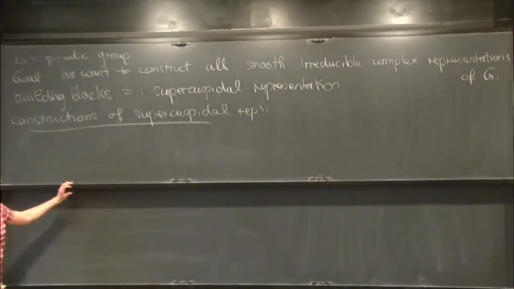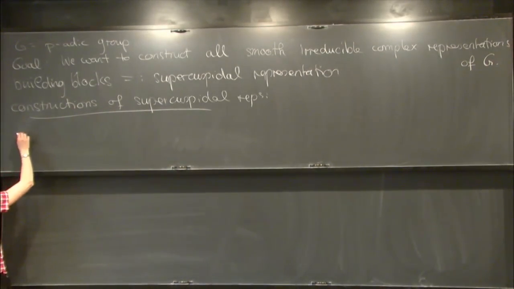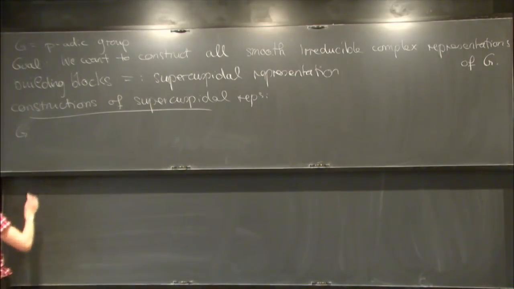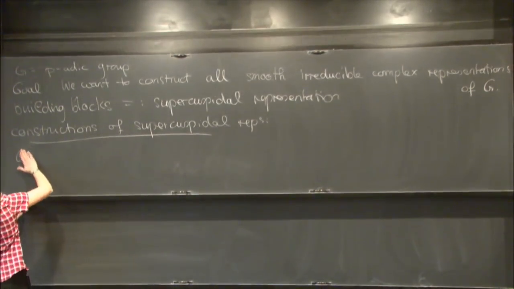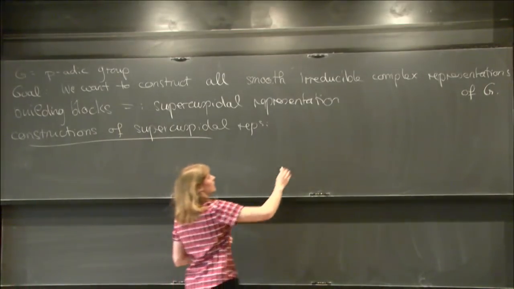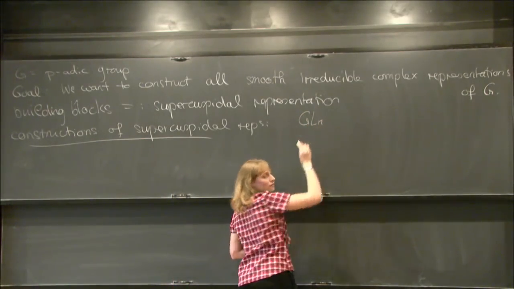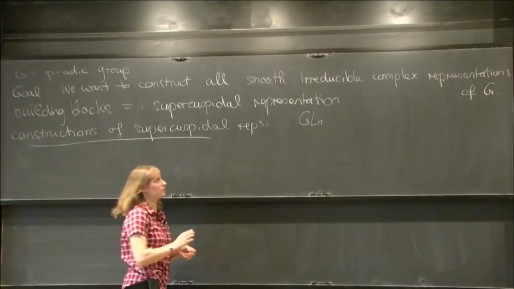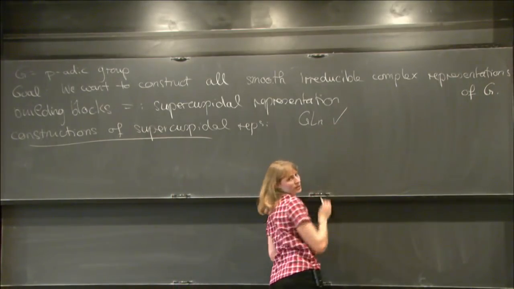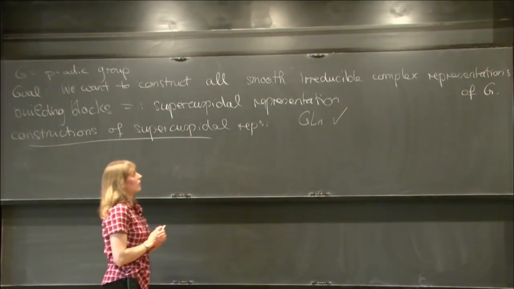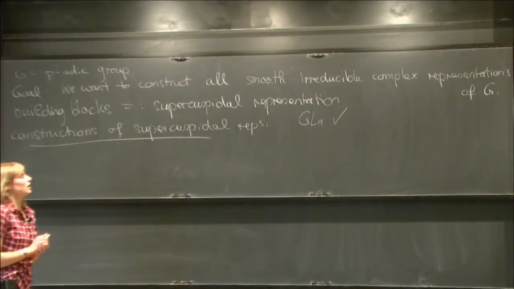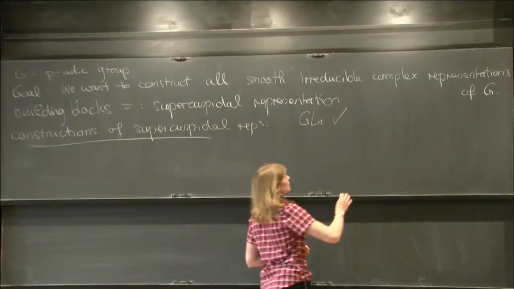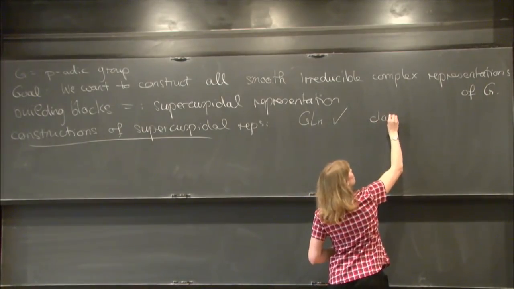So in the case of, how do I do this? Let me write these two over there to have more space. So the case of GL_N is known by now. We know how to construct all supercuspid representations. That was the work of Bushnell, Kutzko, and Henniart, Moy, and a lot of people put work into this. That's known. We also know classical groups.